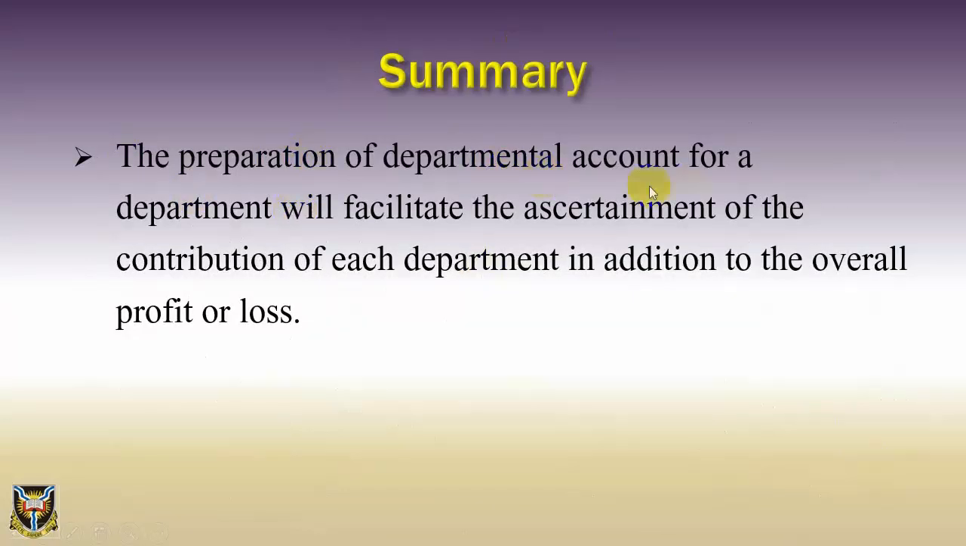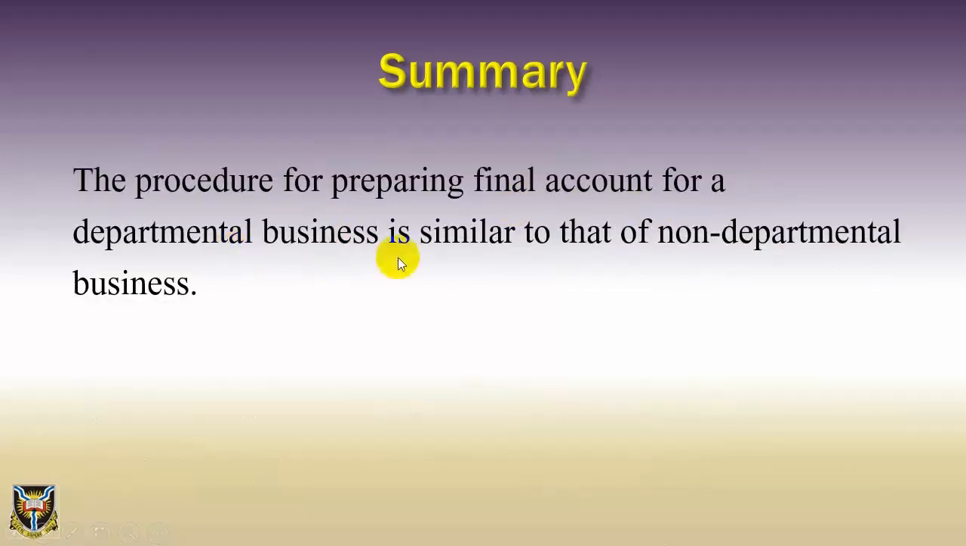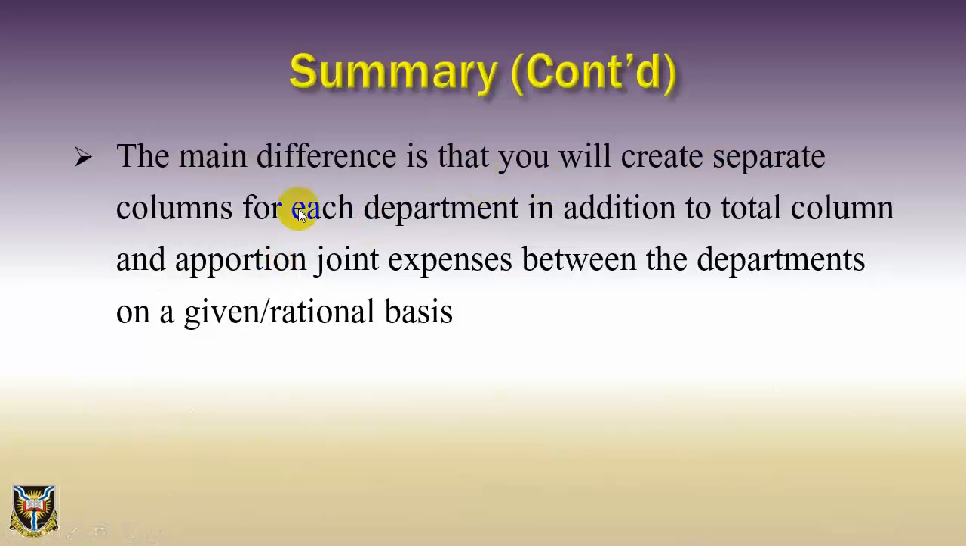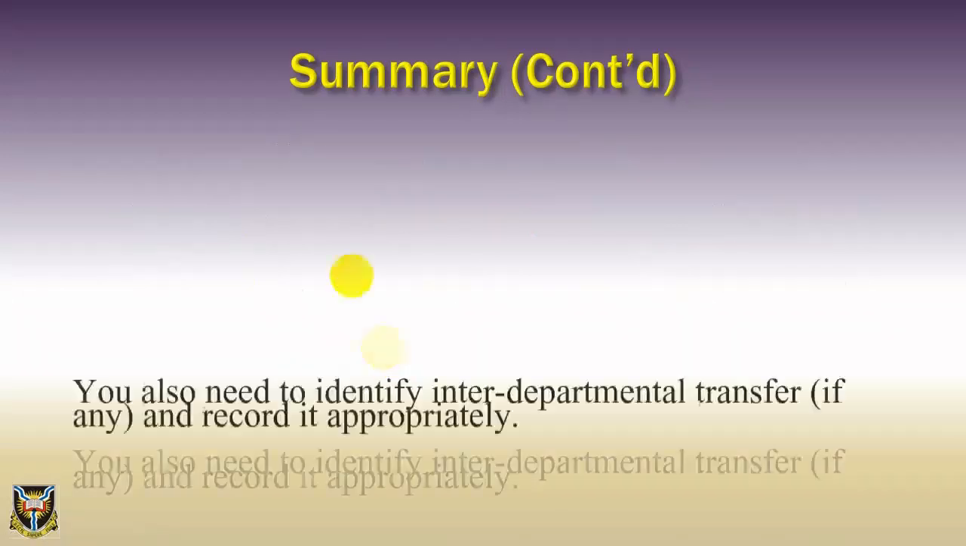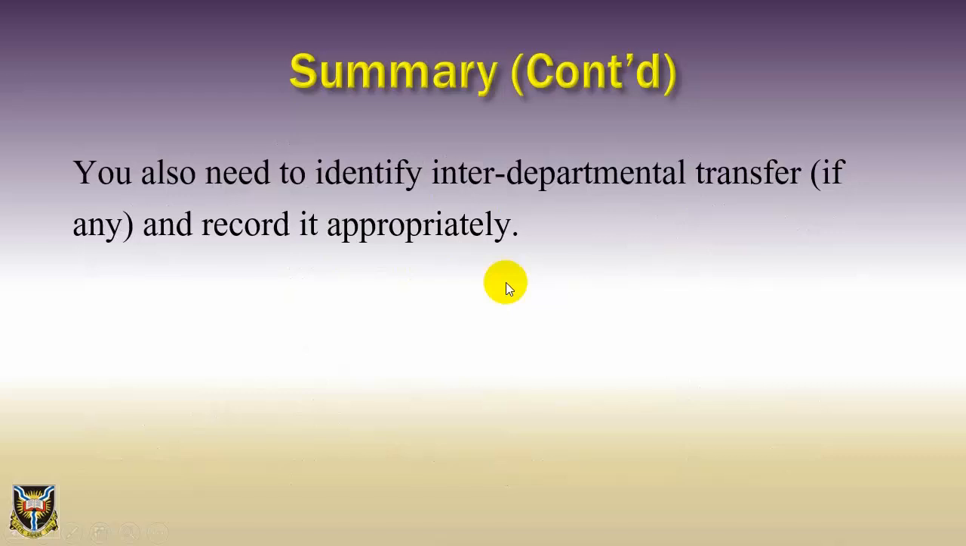The preparation of departmental accounts will facilitate the ascertainment of the contribution of each department in addition to the overall profit or loss. The procedure for preparing final accounts for a departmental business is similar to that of a non-departmental business. The main difference is that you will create separate columns for each department in addition to a total column and apportion joint expenses between the departments on a given rational basis. You also need to identify interdepartmental transfers, if any, and record them appropriately.